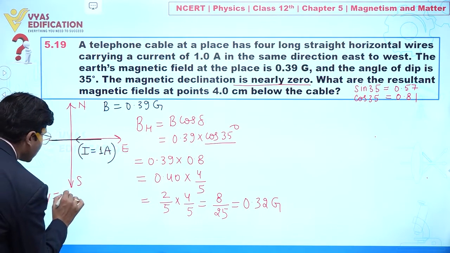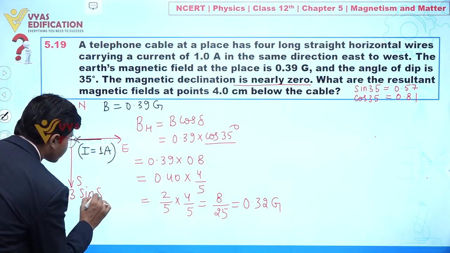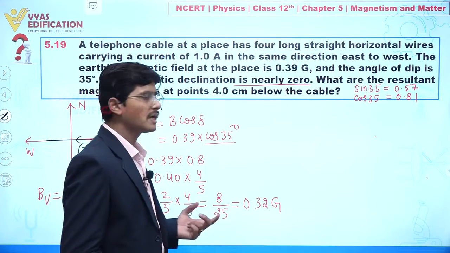So can we calculate the value of the vertical component? Yes. This is given by B sine of del. Now you may ask, sir, from where are we getting this?